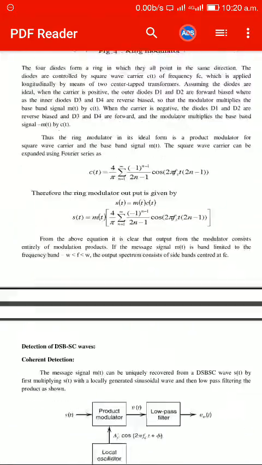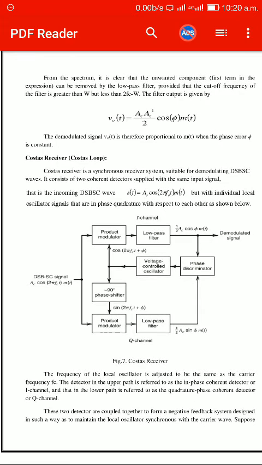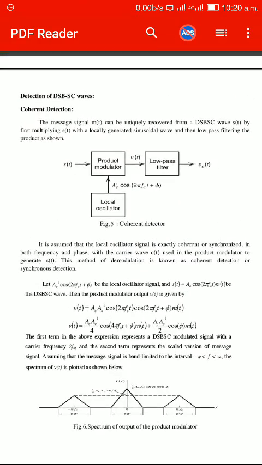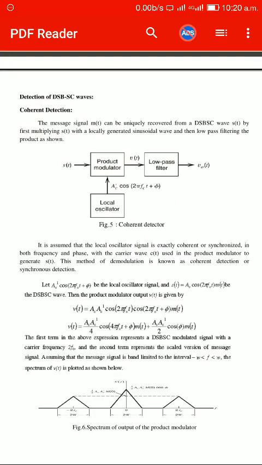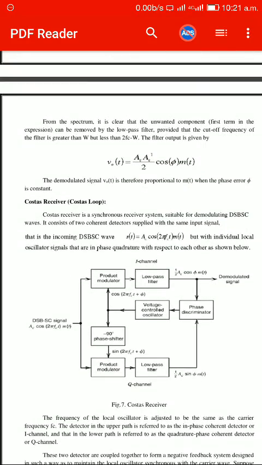Next, the second type of demodulation is the Costas receiver system. In the Costas receiver, this is a synchronous system. Here also we recover the M of t. It consists of two coherent detectors, as you can see from the diagram.